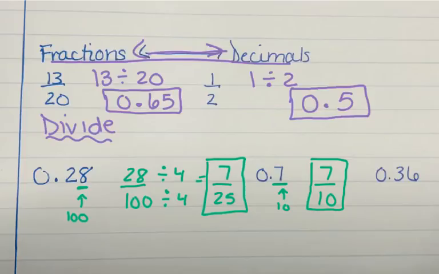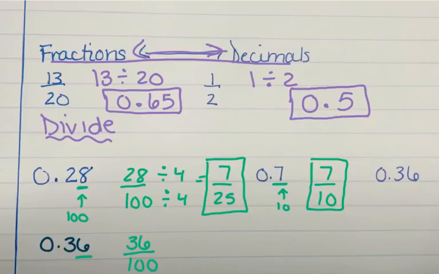Okay, I'm going to move 0.36 down here. Okay, so this is in the hundredths place, so it's 36 over 100. And now I need to reduce.